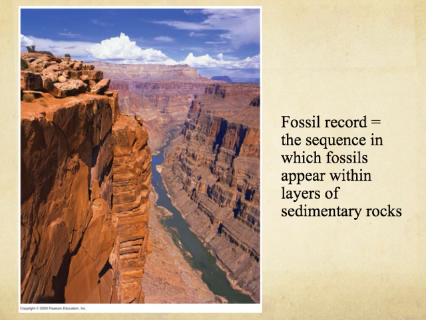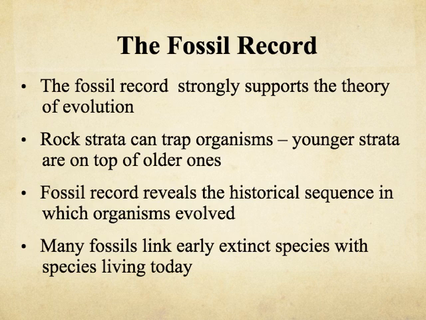So all of these things can be used because we can look at the fossil record, which is the sequence in which fossils appear in layers of sedimentary rock, to figure out basically what's the oldest and what's the newest fossils. So the idea is that things deep down have been there for a very long time as sediment piled on top of them. So those are older fossils, where the next layer up would be a little bit younger and a little bit younger and a little bit younger. And then we can use this to sequence how organisms have changed over time. So the fossil record strongly supports the theory of evolution.